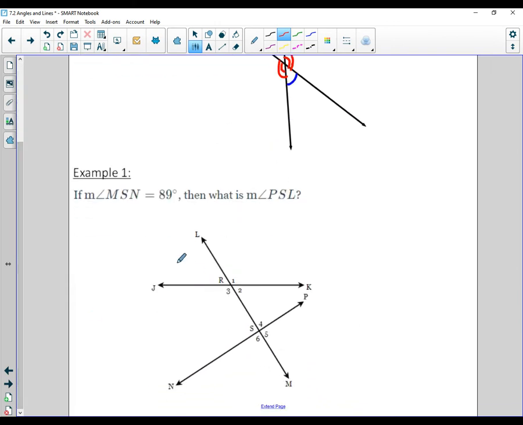All right. So for an example, if angle MSN equals 89 degrees, let me find MSN. It is angle 6 here, right? Because MSN is 89 degrees. What is PSL? PSL is angle 4 here. Oh, and look at that. We just said vertical angles, which these two are. Vertical angles are congruent. So the measure of angle PSL is just 89 degrees, right? If this is 89 degrees, the vertical angle is also 89 degrees.